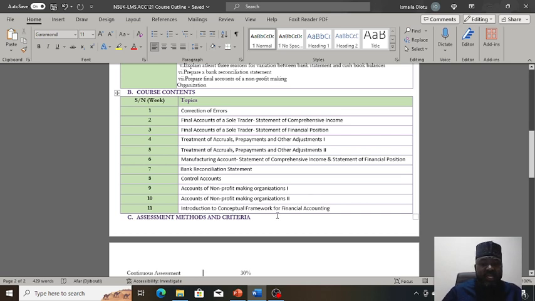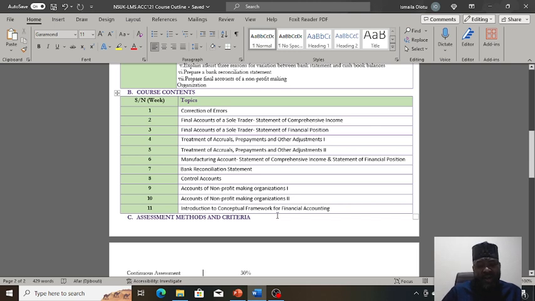In week 8, we'll be looking at control accounts, specifically sales ledger control account and purchases ledger control account. Weeks 9 and 10, we'll be looking at how to prepare accounts of non-profit making organizations.